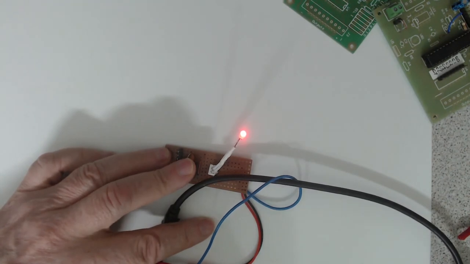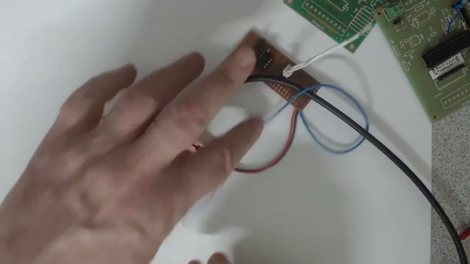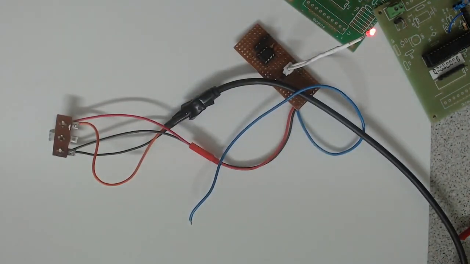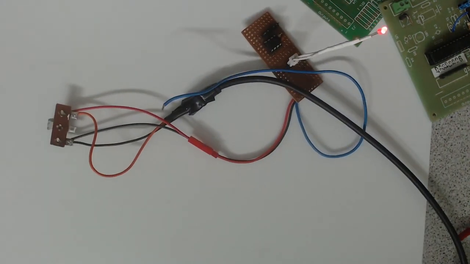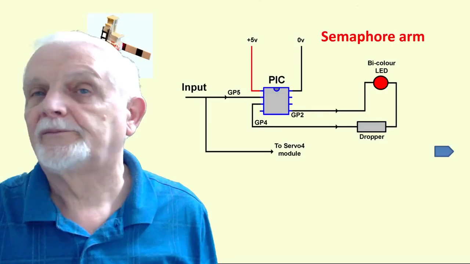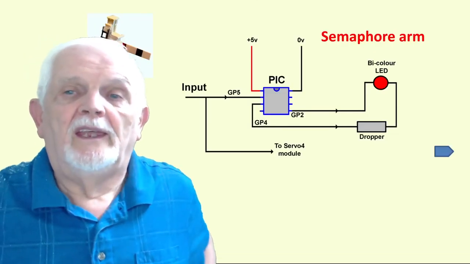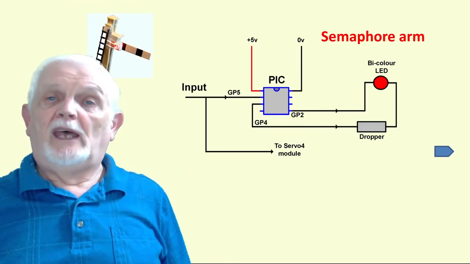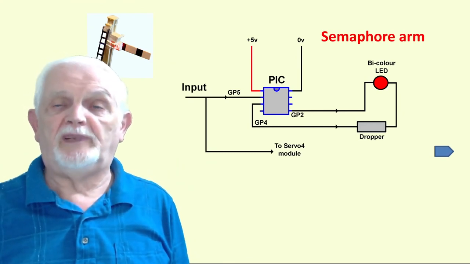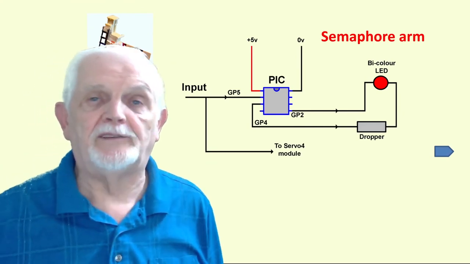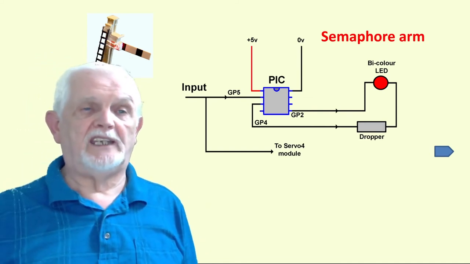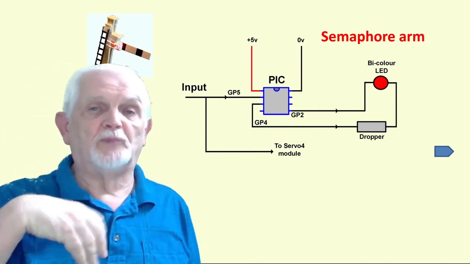Can you see there's a delay between the switching? So that does two things. It means, again, with hardly any component count, just a PIC chip and an LED, we get the effect we want. We get the delay, so it's more realistic.